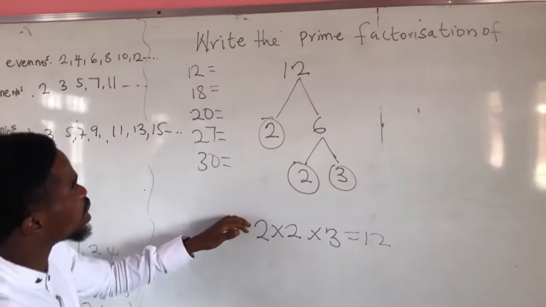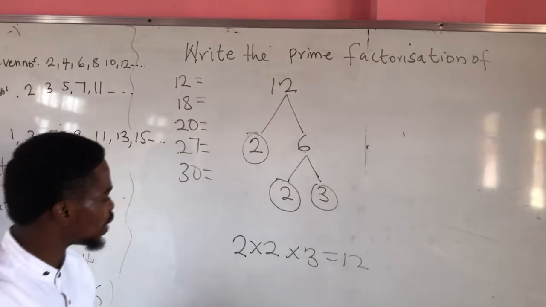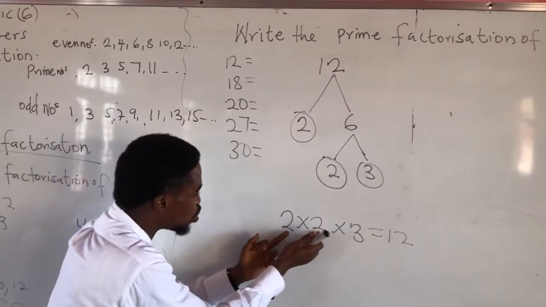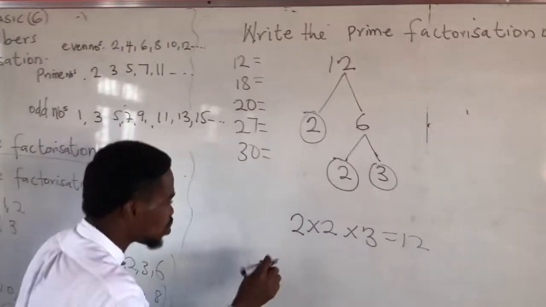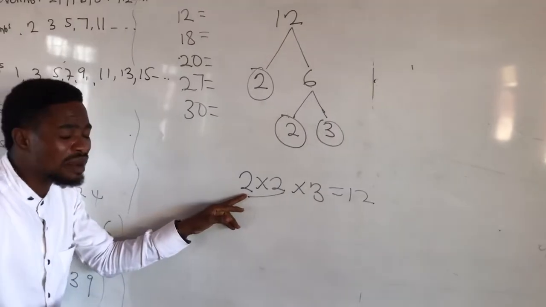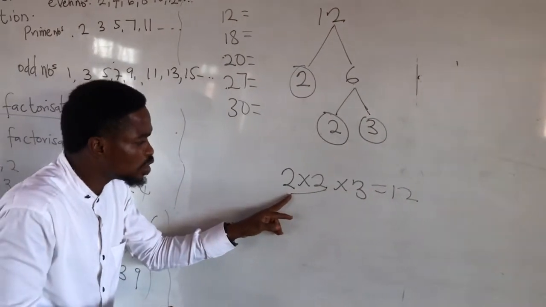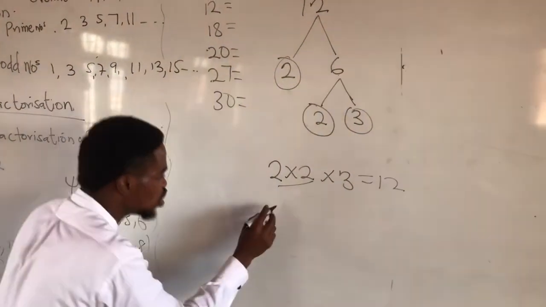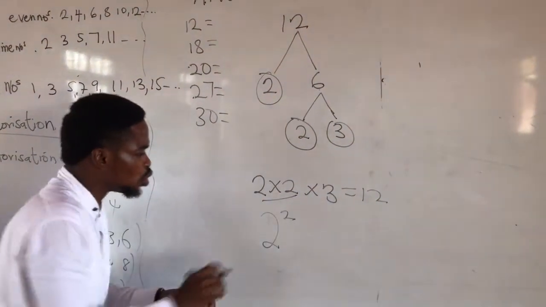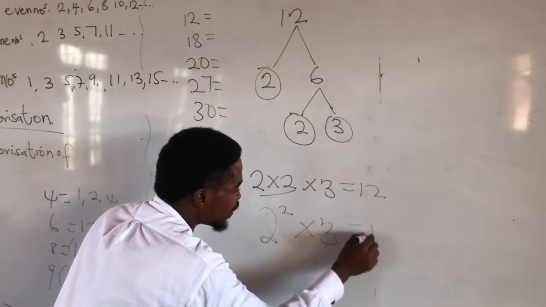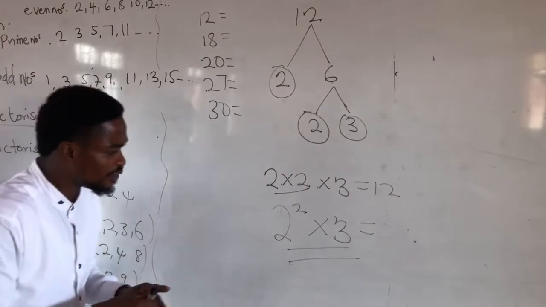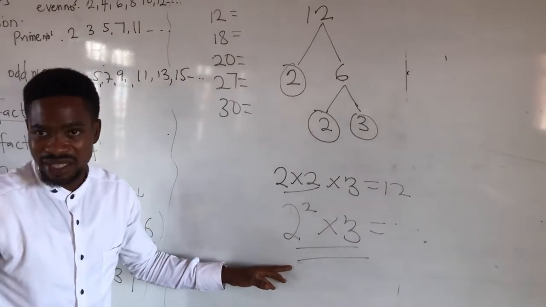In prime factorization, we summarize the whole thing where we make it very simple. So here we are going to bring these two together. How do we do this? It means that 2 occurs twice here. In prime factorization, we write it as 2 raised to the power 2, times 3, which means 2 times 2 times 3, which will give us 12. So this is how we do it in prime factorization. I hope you understand this one.